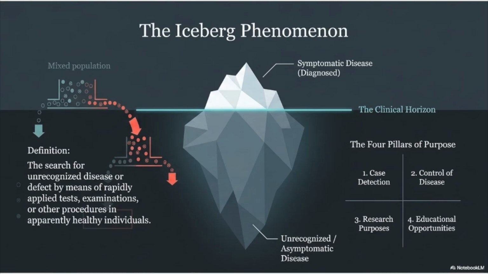The visible part represents diagnosed or symptomatic cases that come to the attention of doctors. However, beneath the surface lies a much larger number of undiagnosed, asymptomatic, latent, or early stage cases. These individuals may appear perfectly healthy, yet they already have the disease. The purpose of screening is to identify this hidden portion of the iceberg before symptoms develop.